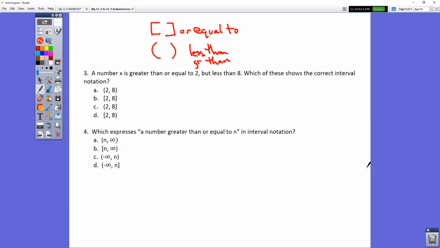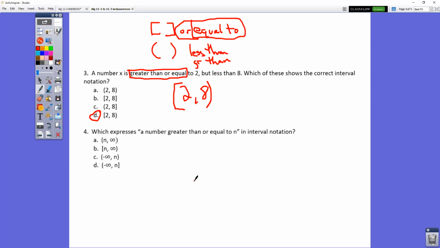So a quick little reminder that you're only going to use the squarey parentheses when it has the words or equal to. So we have two numbers, we have 2 and we have 8. A number is greater than or equal to 2. Because it has the or equal to, it has to be the squarey parentheses. But less than 8. Less than is just roundy parentheses. So that would be choice D.